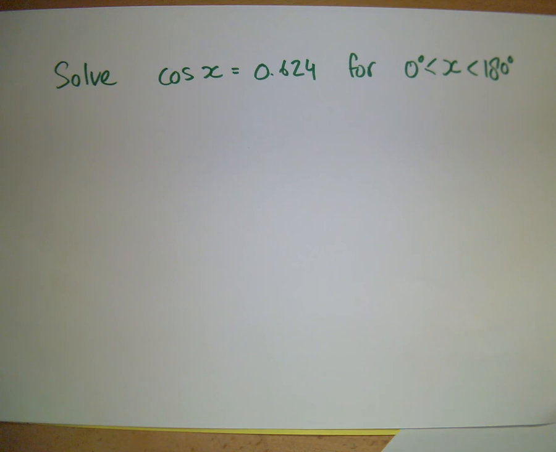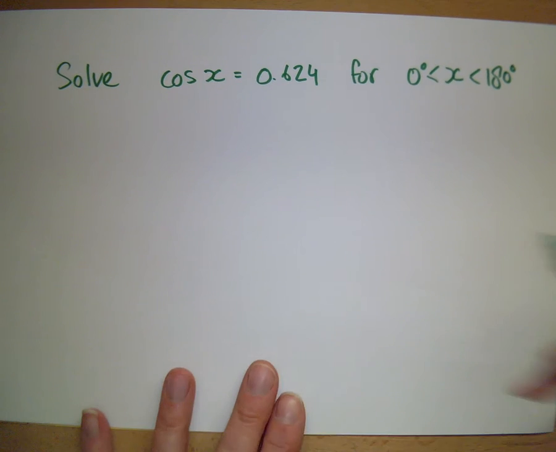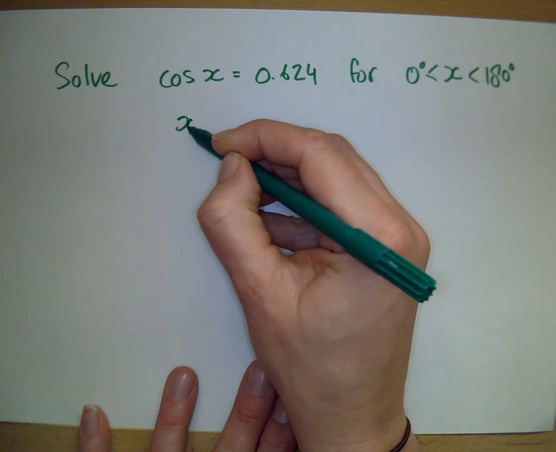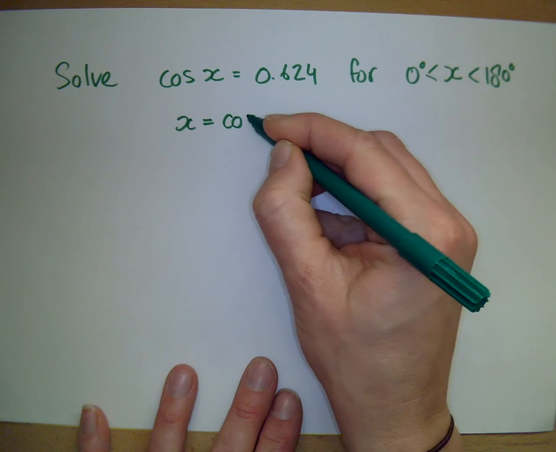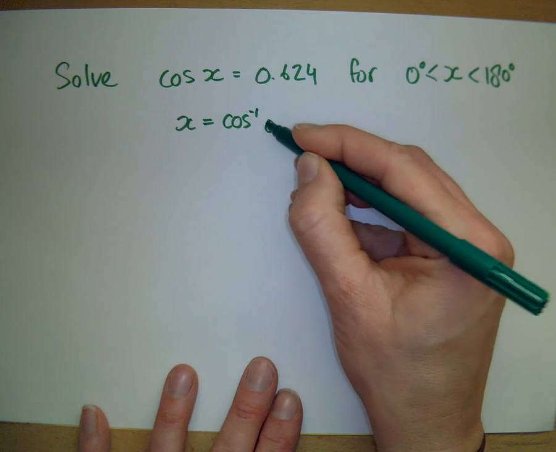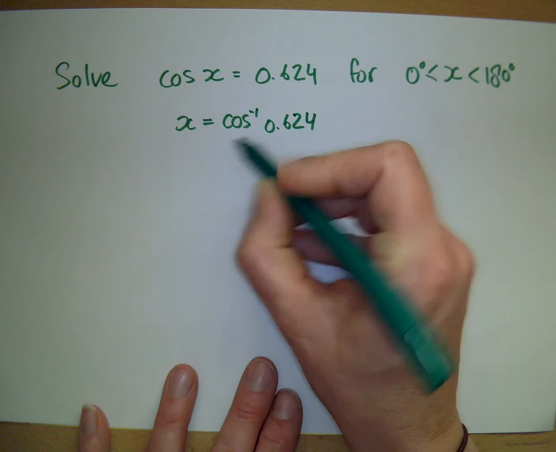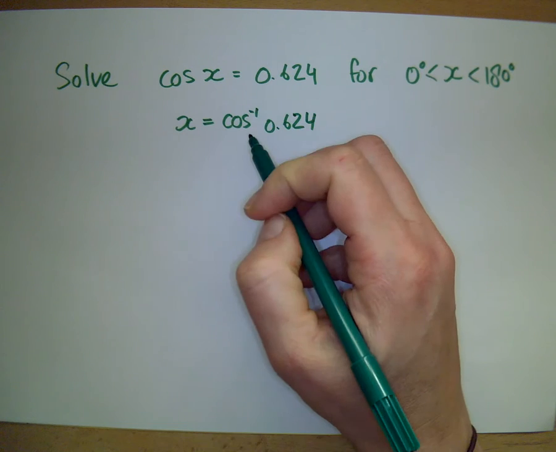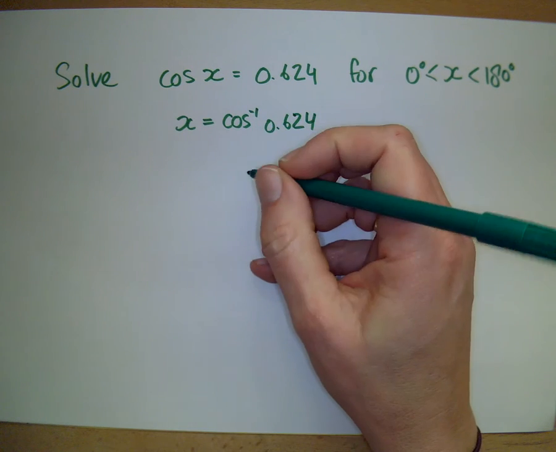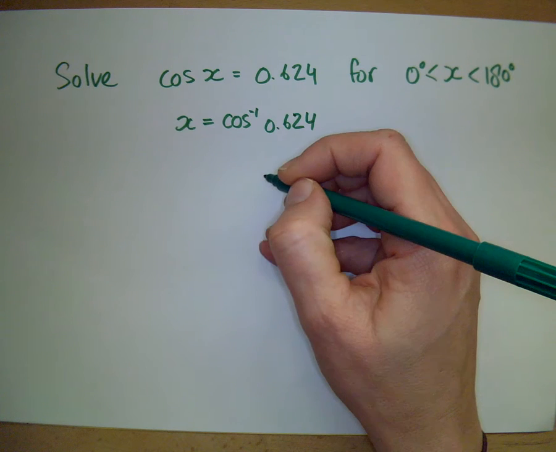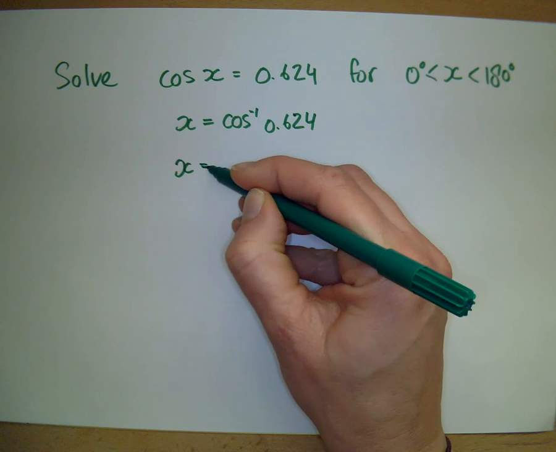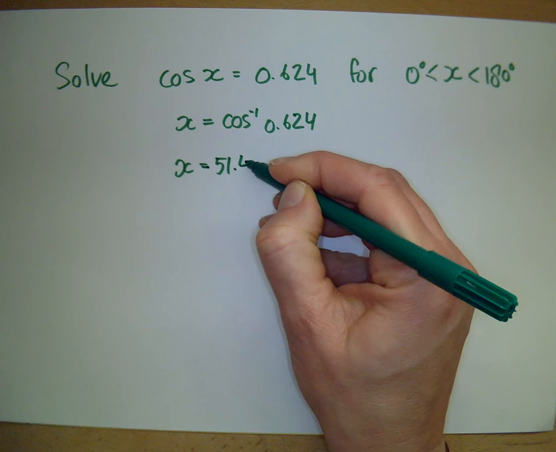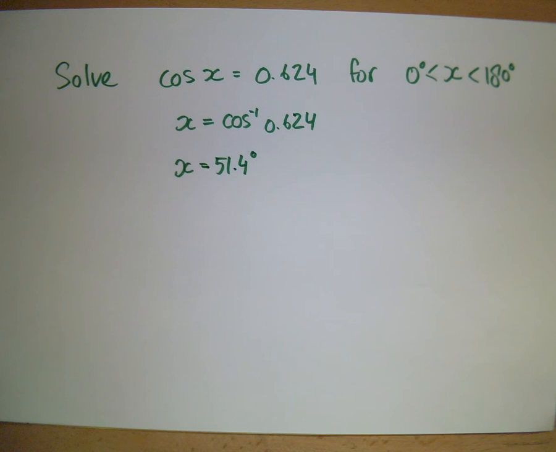Let's do one with cosine. So the cosine of some angle is equal to 0.624. We can plug that. Oh, wait, I have to change this. X then is actually equal to the inverse cosine of 0.624. And this you can plug into your calculator to find the x value. You would say 0.624 inverse cosine, and it would give you the angle 51.4.